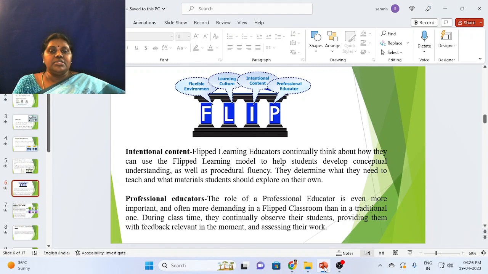The fourth pillar is professional educators. The role of a professional educator is even more important and often more demanding in a flipped classroom than in a traditional one. During class time, they continually observe their students, providing them with feedback relevant in the moment and assessing their work.